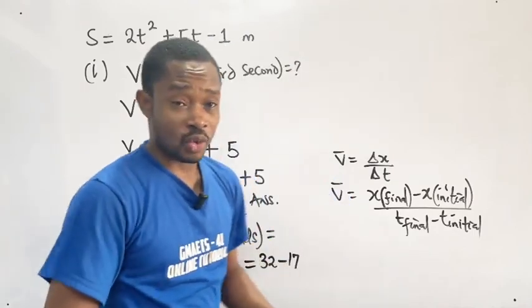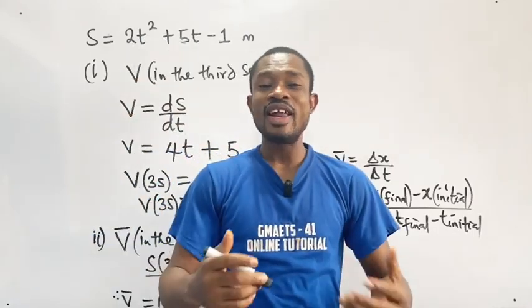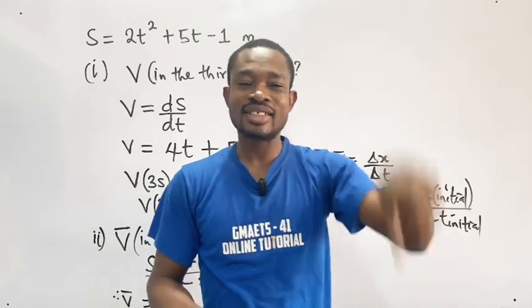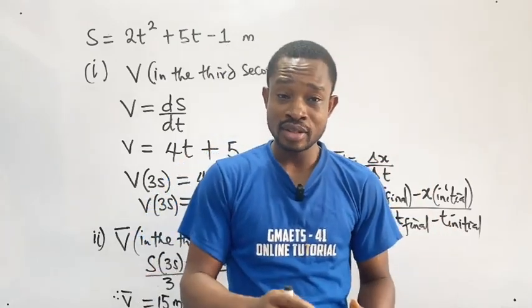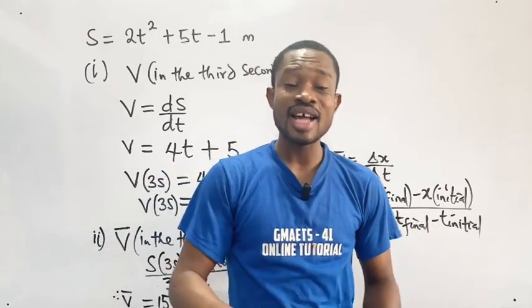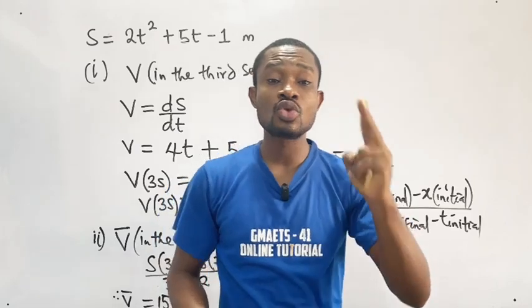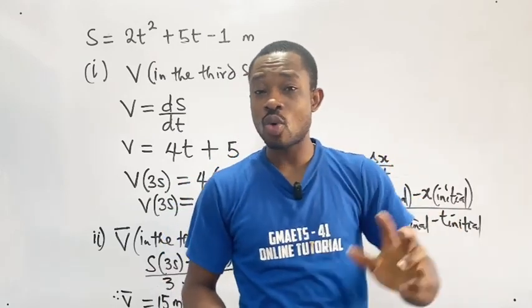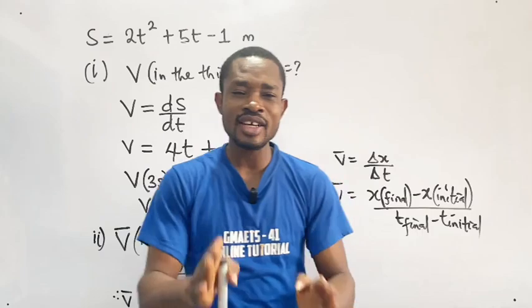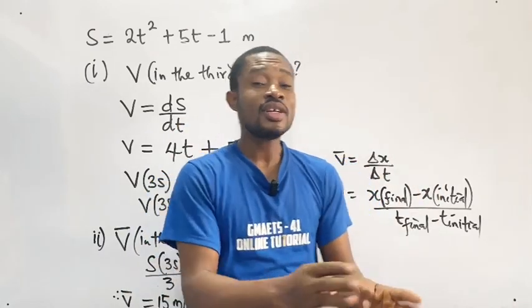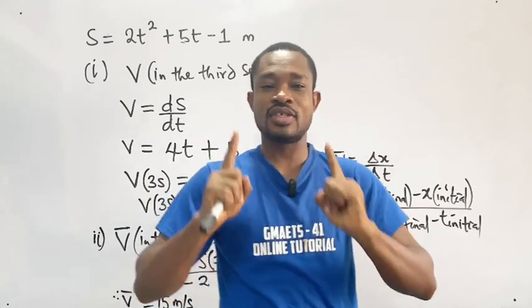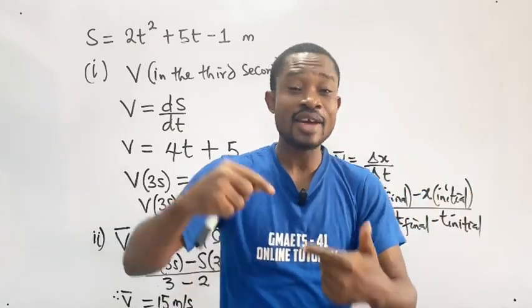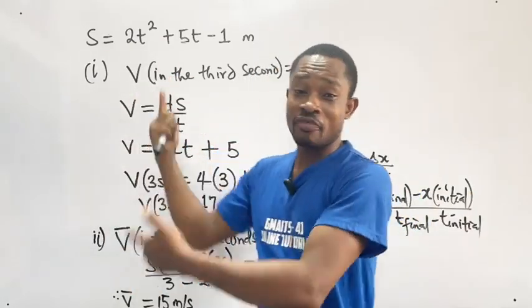Then what about the fourth part of the question? We are asked to calculate the velocity between the second and the third second. That simply means the velocity between 2 seconds and 3 seconds. So you notice that in the fourth part of the question, the examiner didn't ask you to find average velocity again. What the examiner asked you is find the velocity. So it's just like the first part of the question where you are asked to find the velocity, but now in the third second.